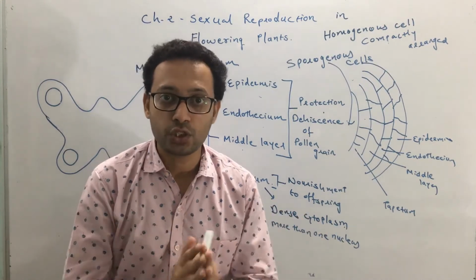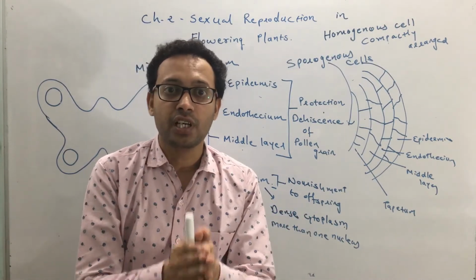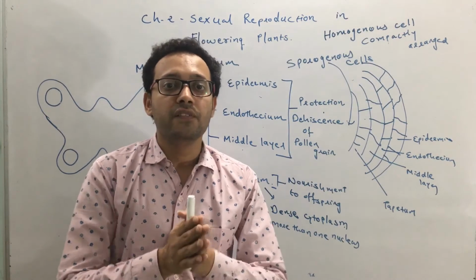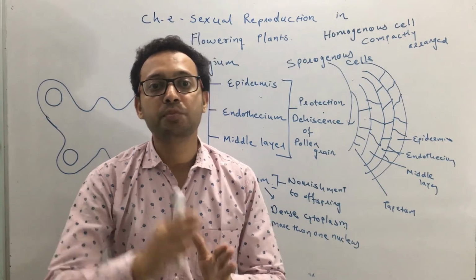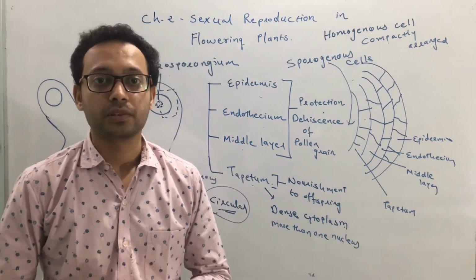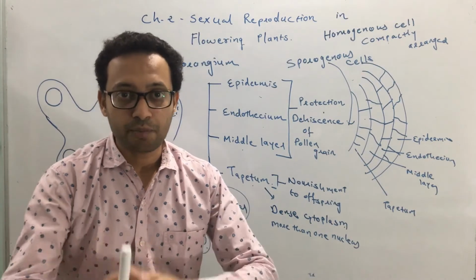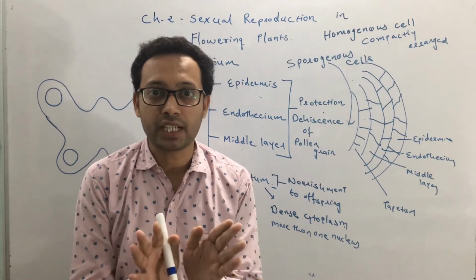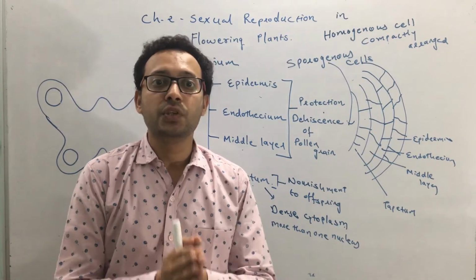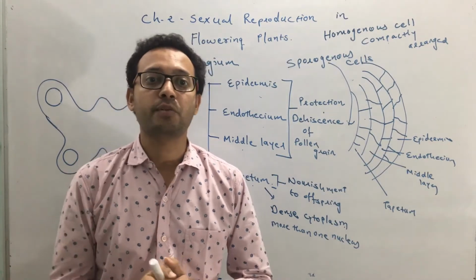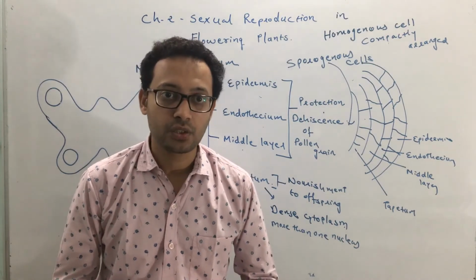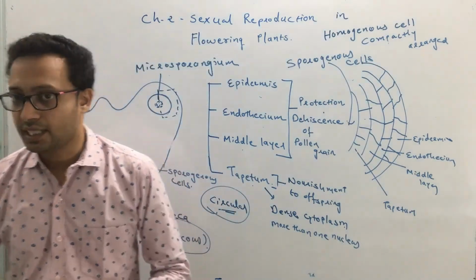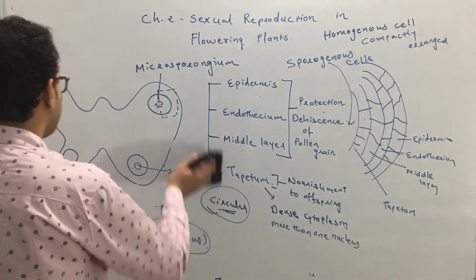Still the pollen grain is not developed. We have just seen the structure. Now from this structure we have to learn how the pollen grain is going to form. Okay? So we will start with the process of how the pollen grain is formed. Clear about the structure? If you are clear about the structure, then you can understand how the process of formation of pollen grain occurs. Okay? So let's start.